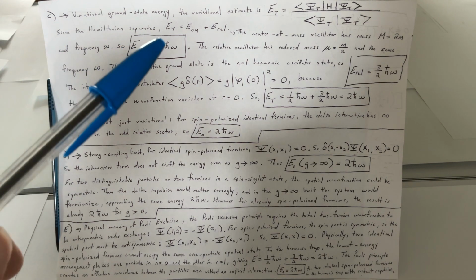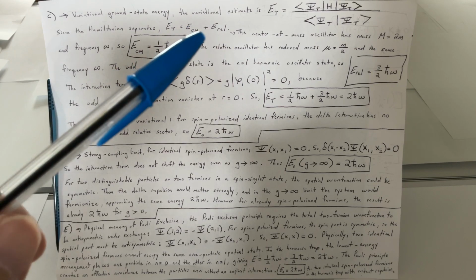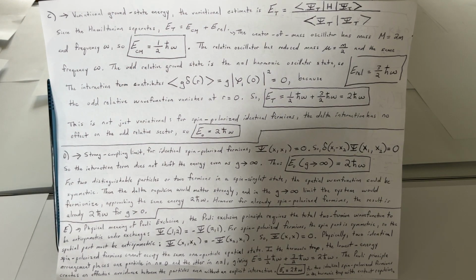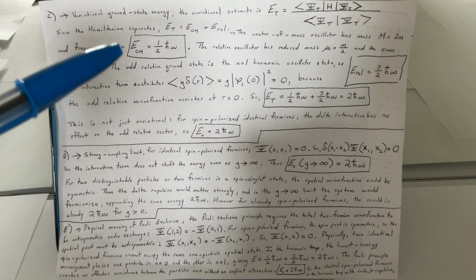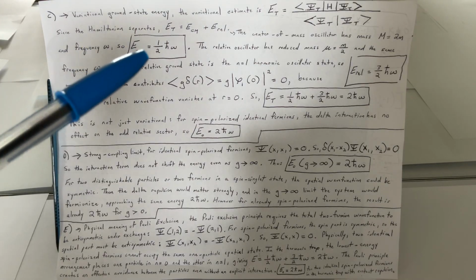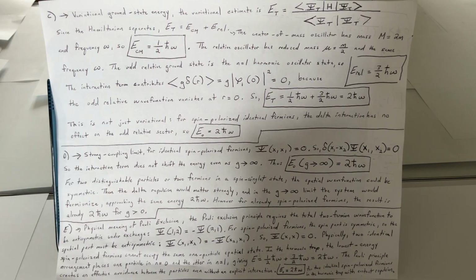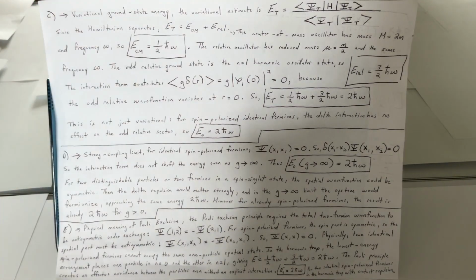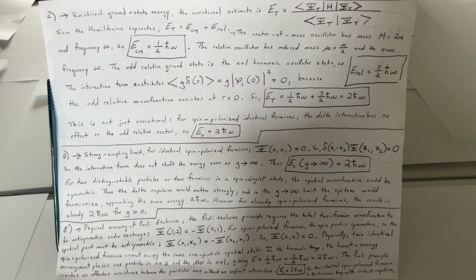Since the Hamiltonian separates, E sub t equals E sub cm plus E sub rel, we could say the center of mass oscillator has mass M equals 2m and the frequency omega. So E sub cm equals 1/2 h bar omega. And the relative oscillator has reduced mass mu equals m over 2 and the same frequency omega. The odd relative ground state is the n equals 1 harmonic oscillator state. So E sub rel equals 3/2 h bar omega.